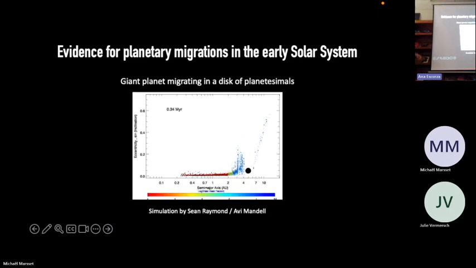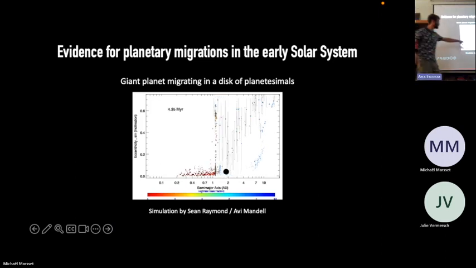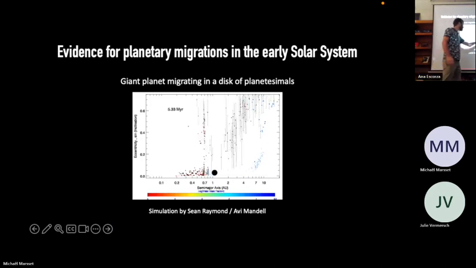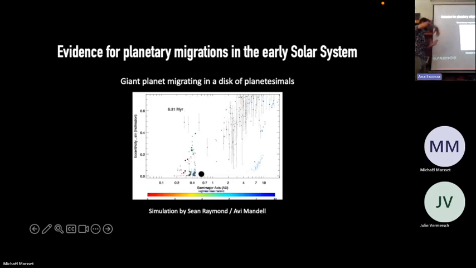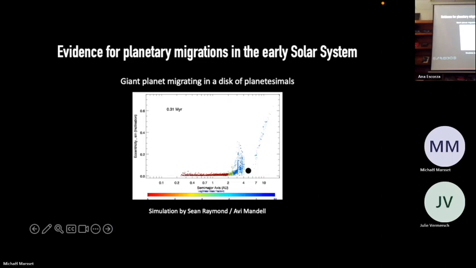And to show you how that happens, here is a very nice simulation by Sean Raymond, showing a giant planet migrating into a disk of small objects, and you see the formation of these resonant populations. Objects being scattered and ending in a scattering disk. And in this simulation, you're left with a small belt of cold, dynamically cold objects. It's pretty cool. So basically, this simulation shows that you never have any cold disk again after the planet has passed through, right? You never see that.